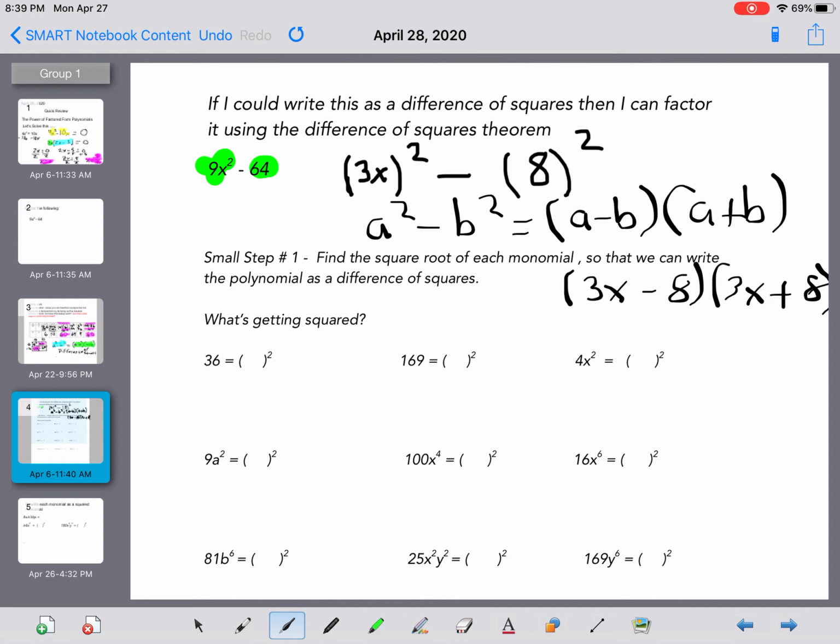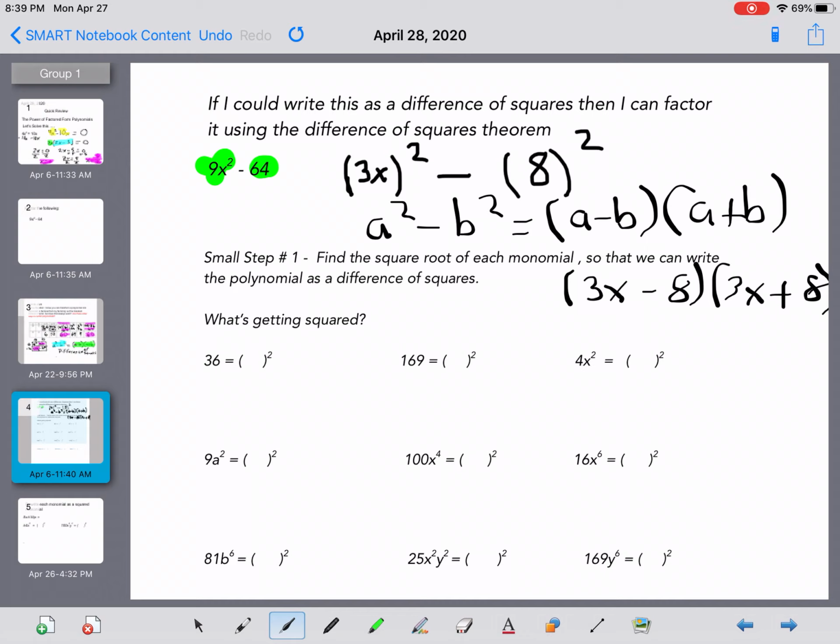So think about what I just did. Actually, when I say what number times itself equals 64, that's the same as saying what's the square root of 64. When I said what number times itself equals 9x squared, that means the same thing as what's the square root of 9x squared? And it's 3x, because 3x times 3x will give you 9x squared. So it says small step number 1.